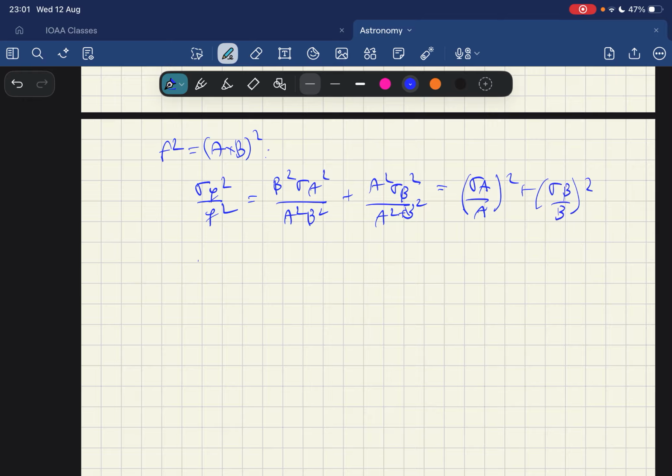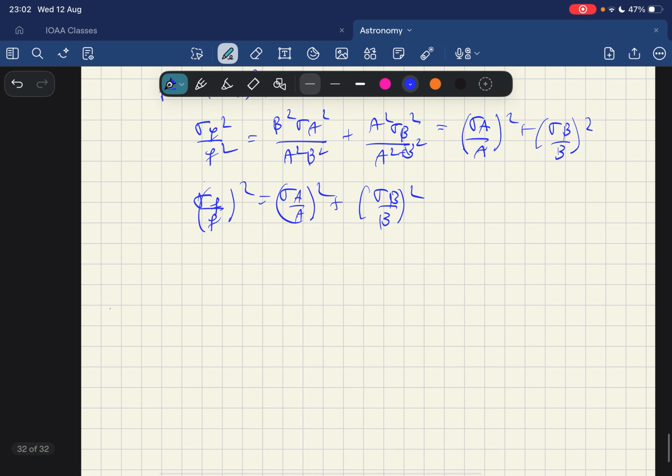Therefore we will get sigma f by f squared will be sigma a by a squared plus the b term. Okay, it's quite messy, but yeah. So again, for f equals a by b, do the same thing. You will get the same formula, as the negative will cancel out. You can really do it.